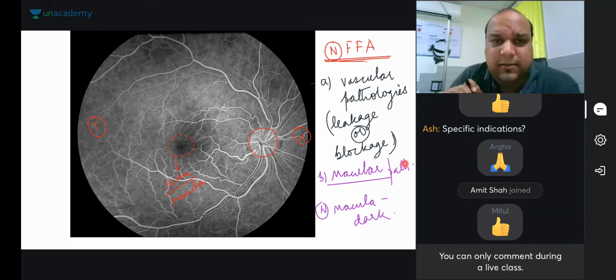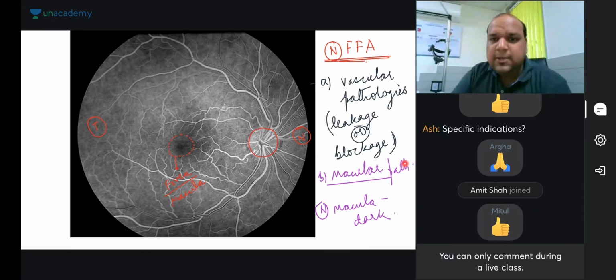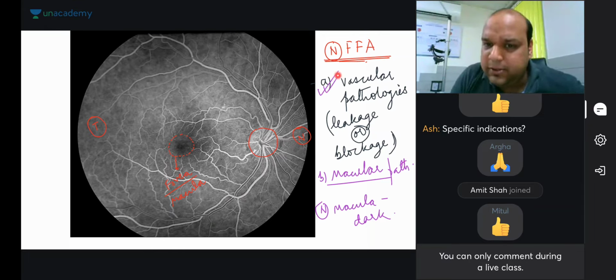or the fovea is avascular. Because the fovea is avascular, there are no blood vessels. Because there are no blood vessels, there is no blood. Because there is no blood, there is no dye going. Because there is no dye going, there is no fluorescence. Because there is no fluorescence, there is no shine, and the macula remains dark. Am I clear, everybody? So that means in FFA we can have two items: vascular pathologies and macular pathologies.